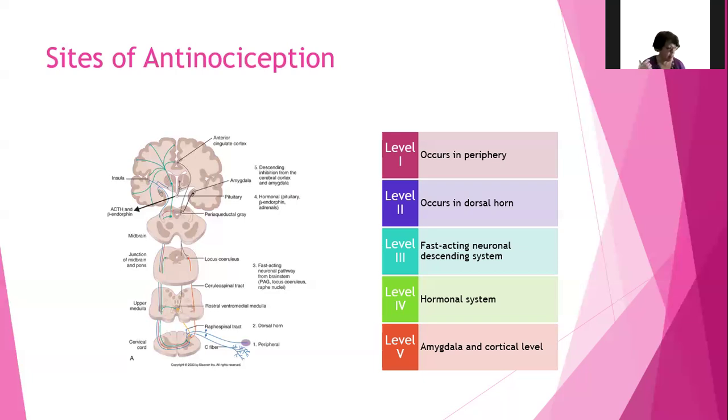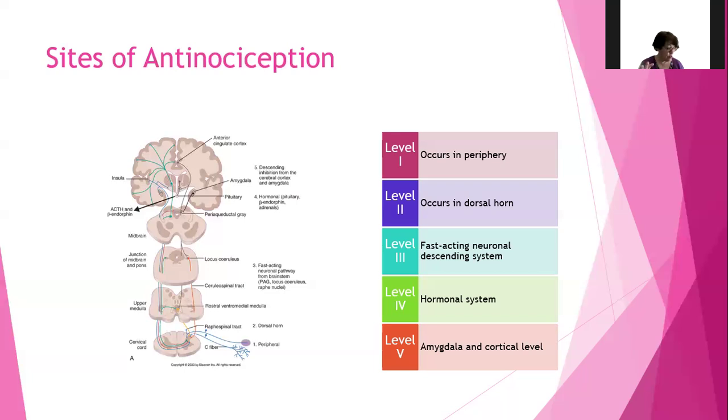Level 3 is called the fast-acting neuronal descending system, which involves some areas in the brainstem and the diencephalon. Activation of those areas may occur due to descending cortical input or the binding of endogenous opioids to their receptors. So basically, level 1 is considered ascending control. Level 2 is considered ascending control. Level 3 is descending control.